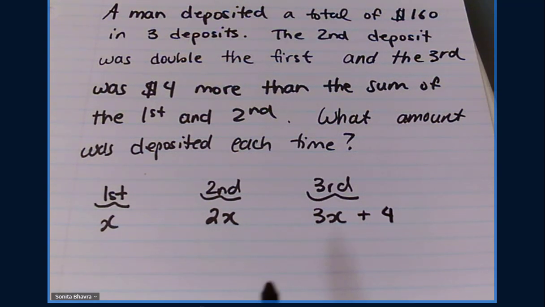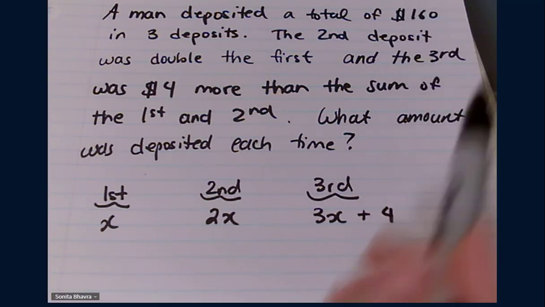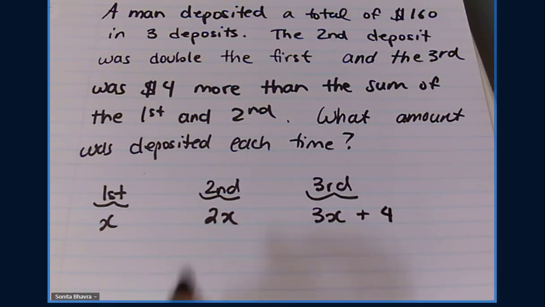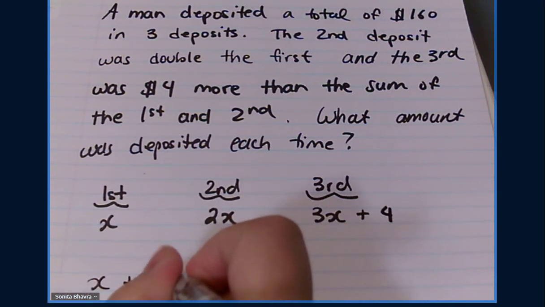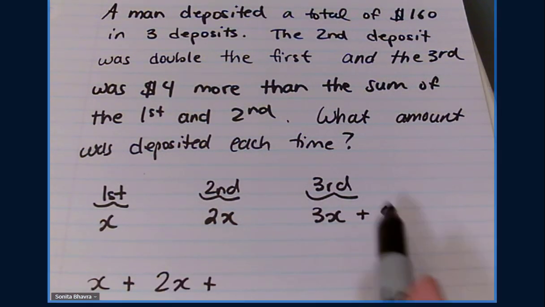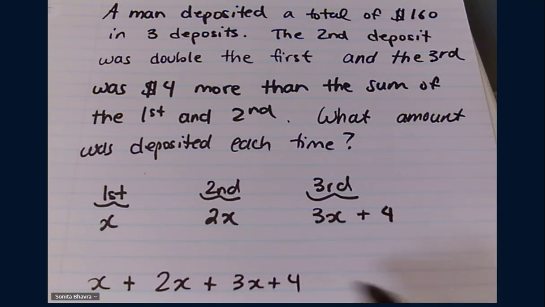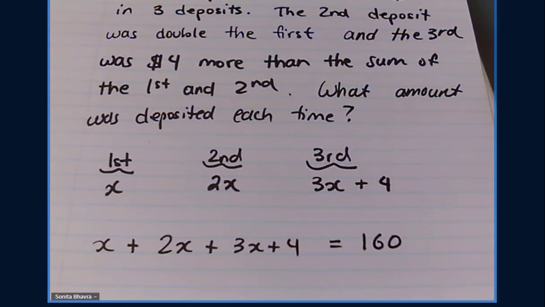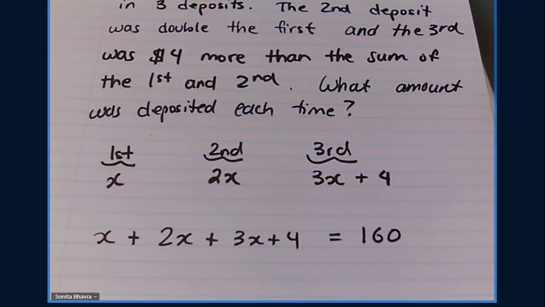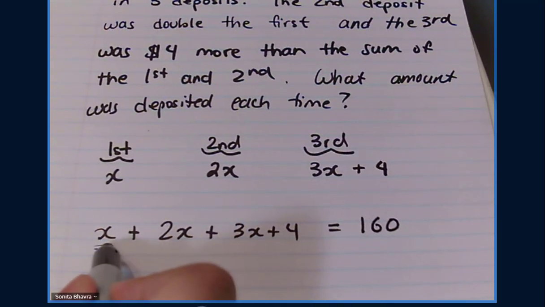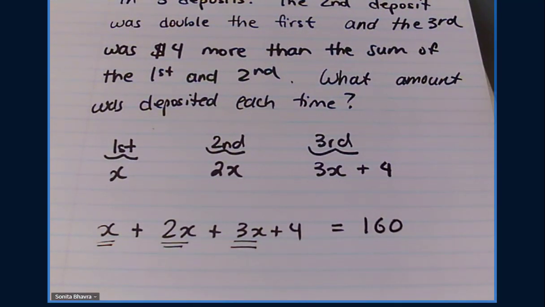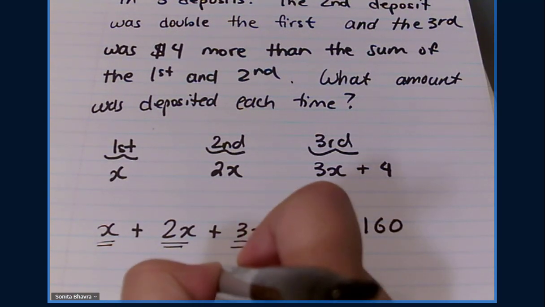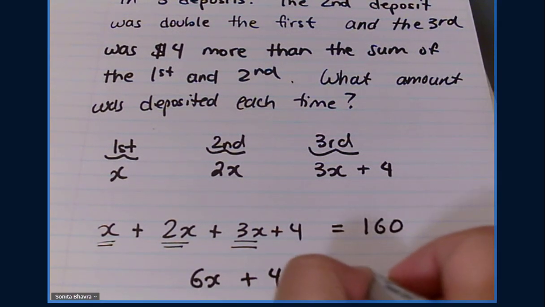So now we have first, second, and third deposits. And we know that the total deposit was 160. So we can make up our equation now. So X plus 2X plus 3X plus 4, and it's equal to 160. Okay, and we would start by collecting like terms. So we would collect X, the 2X, and the 3X, which gives me 6X plus 4 is equal to 160.